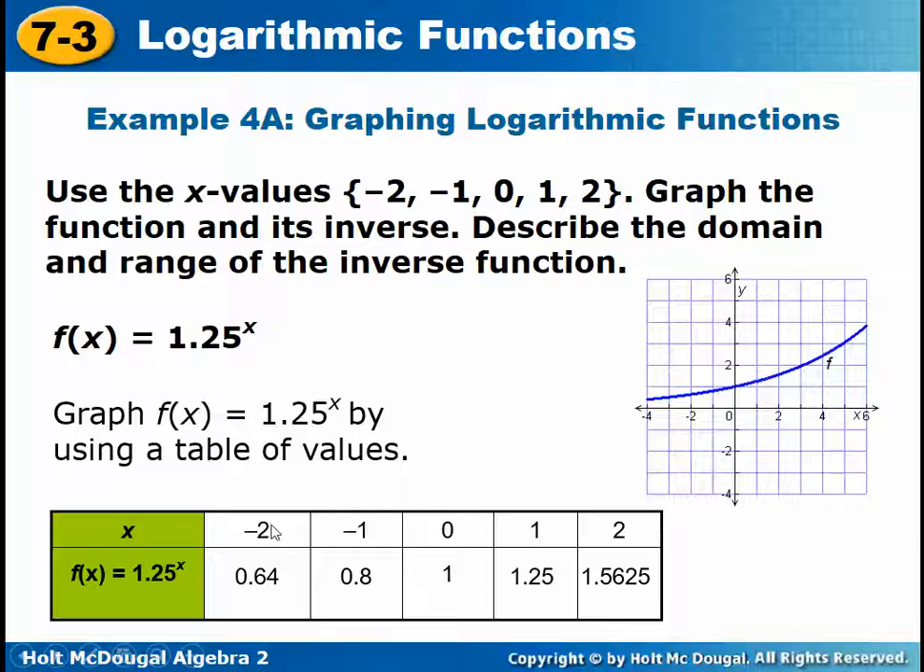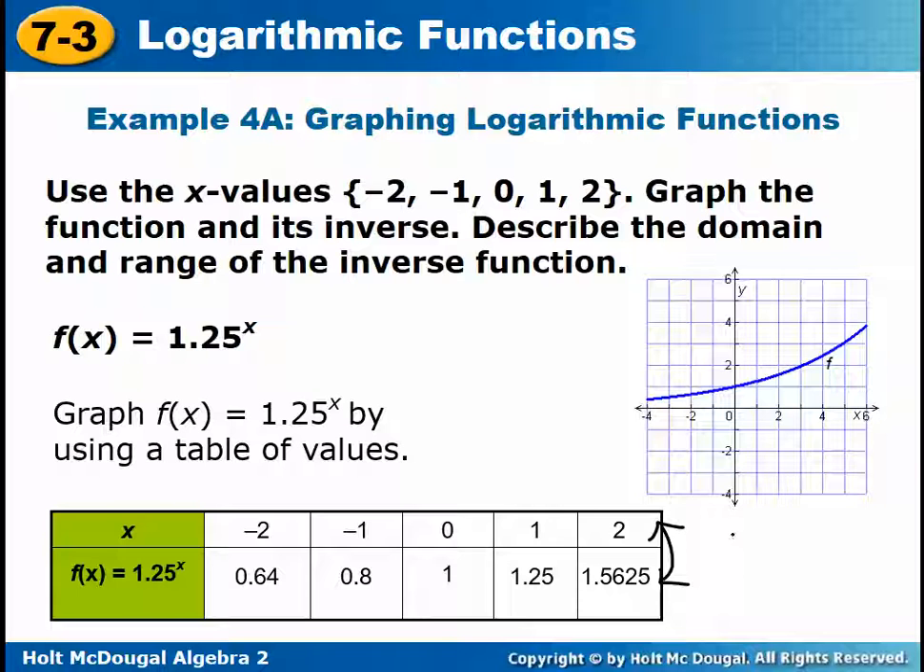So we have some values, -2, -1, 0, 1, and 2. We plug them in and we get a y value. And then we graphed as close as we can and graphed it on here. Now Desmos or Sketchpad could graph this function, 1.25 to the x power, so you could also just use Sketchpad. But the great thing is that once we have these points, we can use those to graph the inverse.